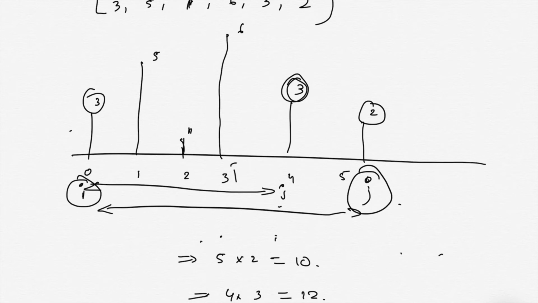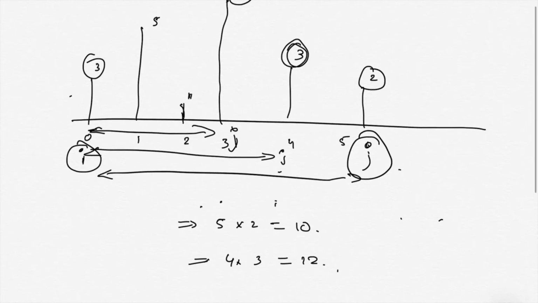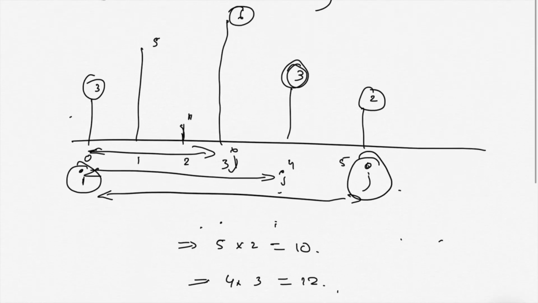So j will come here and it will sit at position 3. So now the area will be this one into minimum of 3 and 6, which is 3. So 3 into 3, 9. Okay. Now 3 is less compared to 6. So increment i. So i will come here at position 5.